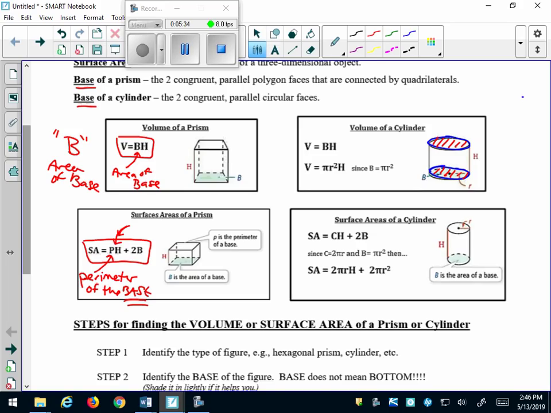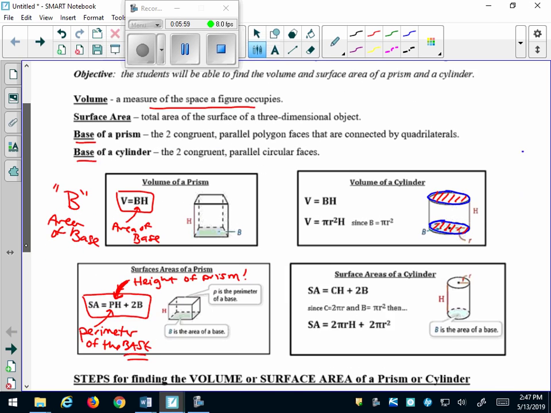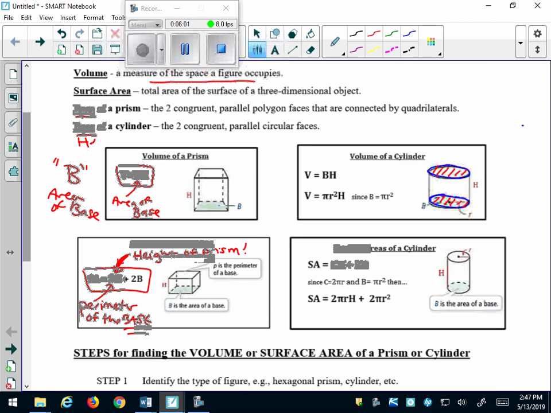And the H here is the height of the whole prism. The height, capital H, is the height of the whole entire prism, not the height of one of the bases or something. Another way to define that, I don't think I see it here actually. Let's add this in. The height of the prism, we can think of that as the distance between the two bases.